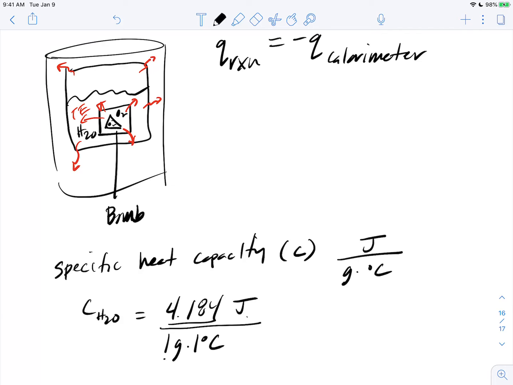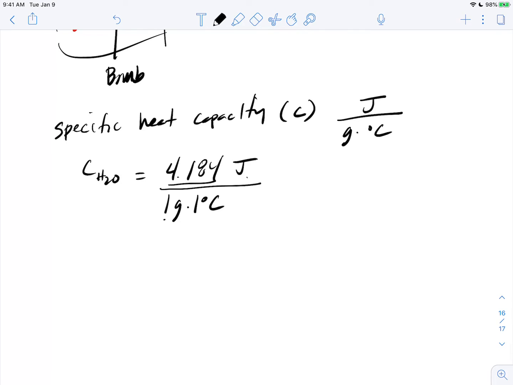So the larger the specific heat capacity, the more energy it takes to change the temperature of 1 gram of water 1 degree Celsius. So it's specific for an amount of water. Okay, as you have more water, it takes more energy. Scales up or scales down. So this is specific heat capacity.